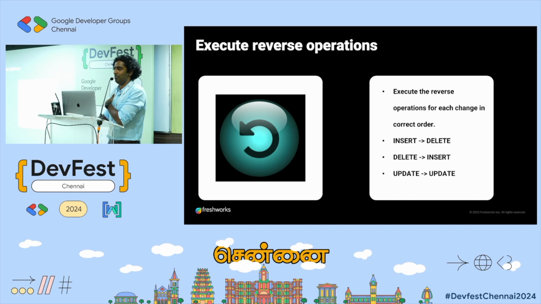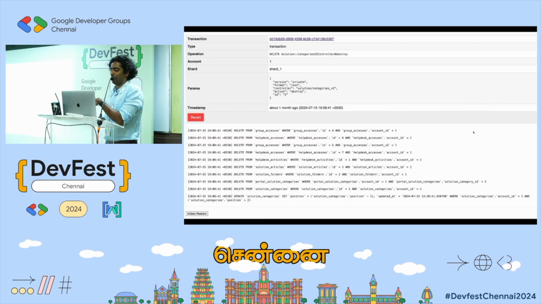All right, so now you have to reverse the operation. I booted up the data stores, which has data which is not corrupted, and there is also a live production database which has corrupt data. So you know what operations happened here. First, some group accesses got deleted. Finally, the solution category got deleted. When you want to restore this information from the source DB, you have to get the data that got deleted. Also, you need to execute this in reverse order.